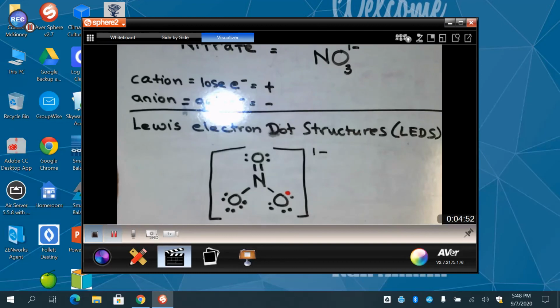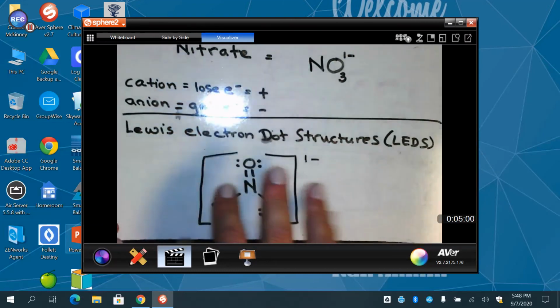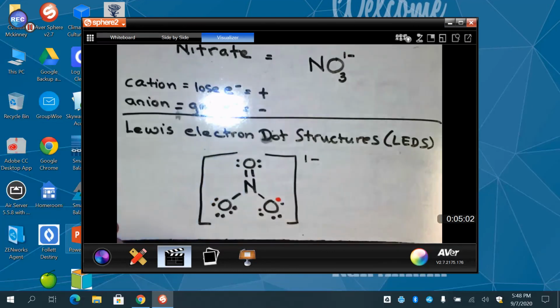So that's your first ion to learn. That is the ion of the week. You need to learn the actual formula, the name to the formula, and then the Lewis electron dot structure of it as well.